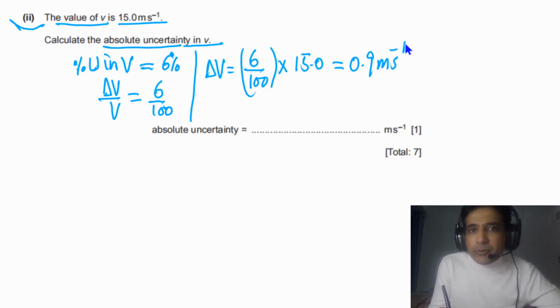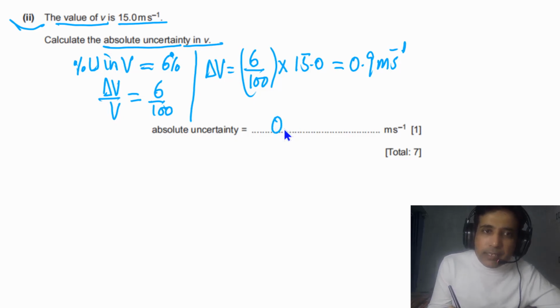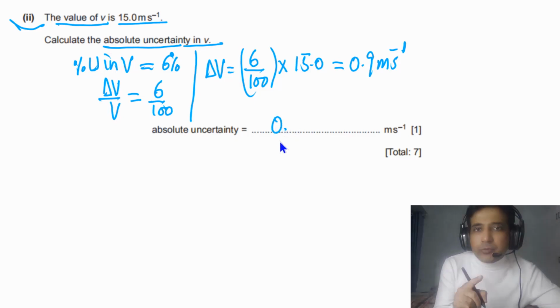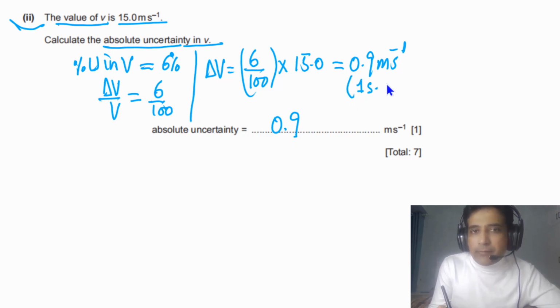So if we solve this one, our final answer will be equal to 0.9 meters per second. If we use only one SF, up to one SF, our answer will be 0.9. And absolute uncertainty at AS level, you have to write down up to one SF only. So our final answer for this question is 0.9. One SF only, very important. So at AS level, you have to use only one SF for absolute uncertainty.